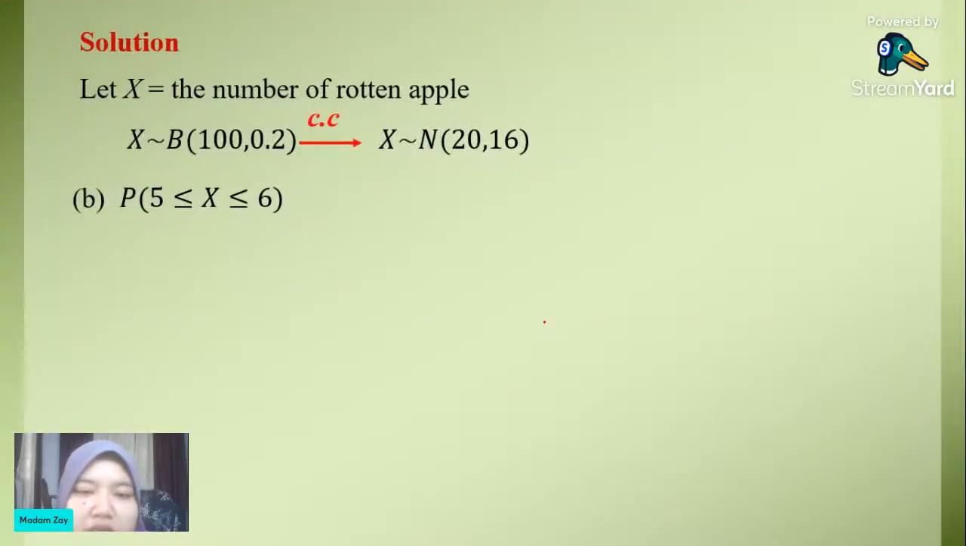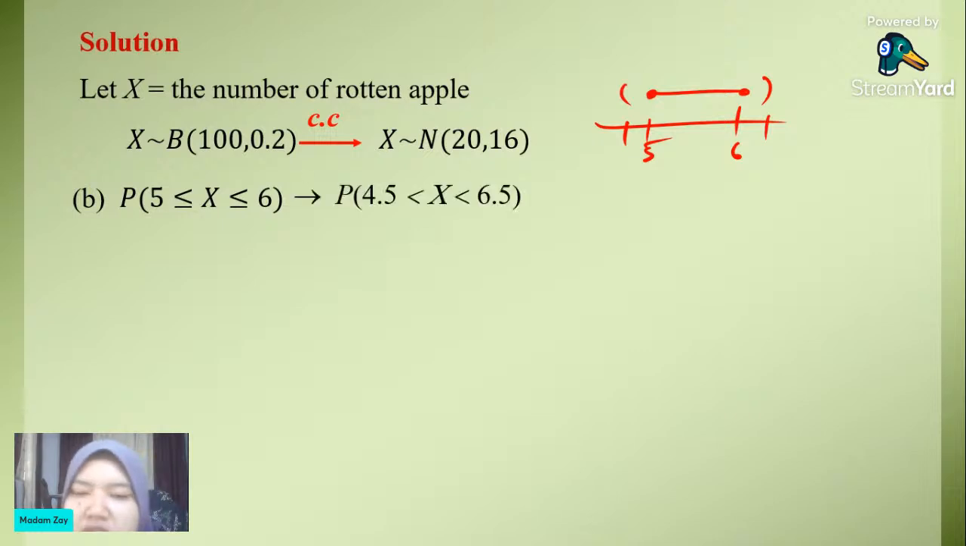So from 5 to 6, do the continuity correction. We have to make sure 5 and 6 are included. So this is 5, this is 6, both are included. So we hug it, we take it from the outside. So we have to take before 5 and after 6. Before 5 is 4.5, after 6 is 6.5. So after the continuity correction, it will be probability of x in between 4.5 and 6.5.